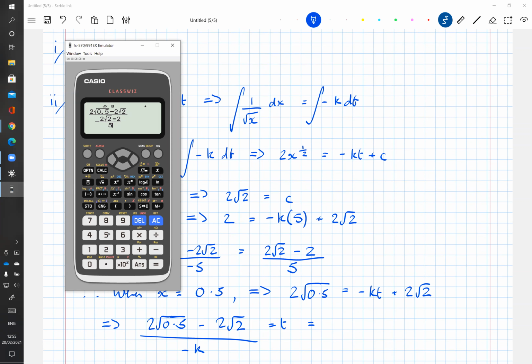It's equal to 10 plus 5 root 2, tidy that up a bit, 10 plus 5 root 2 over 2. Yeah. But we're not done yet. It said give your answer correct to 1 decimal place, which is approximately equal to 8.5. And the unit is minutes.